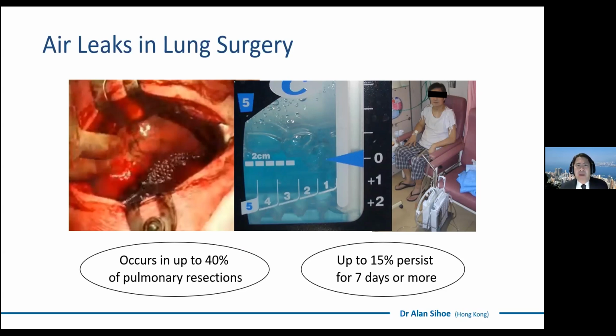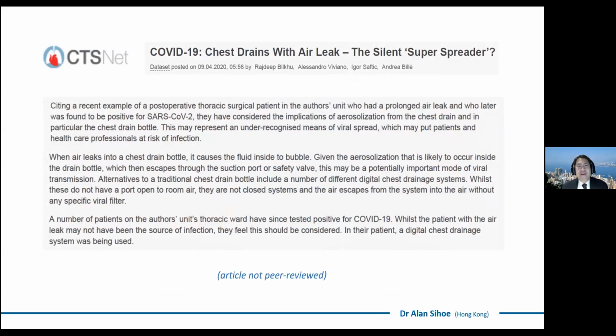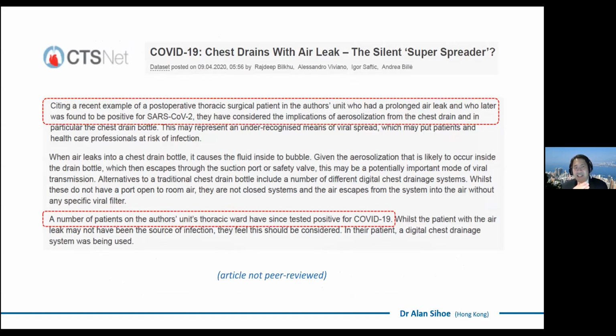Yes, you should do something about it, especially after the last year, because in addition to all the other problems that we've already heard about from air leaks, early in the pandemic some of our colleagues speculated that simply having this air leak into the ward environment could potentially be a source of spread of disease. So there's an added incentive for us to stop air leaks in this day and age. So what can we do about it?